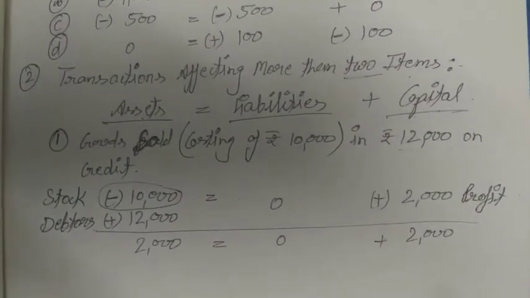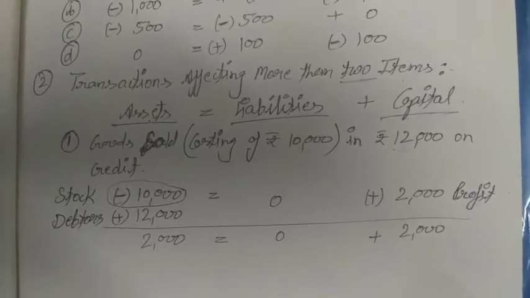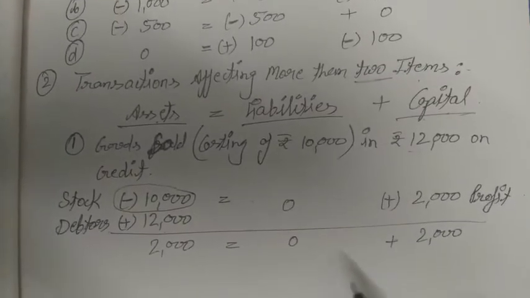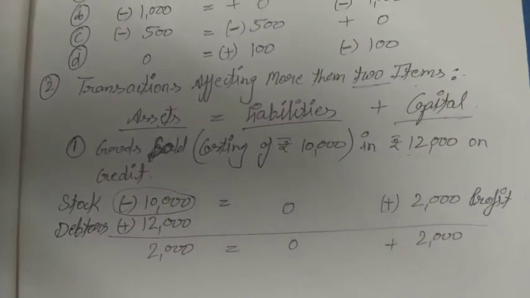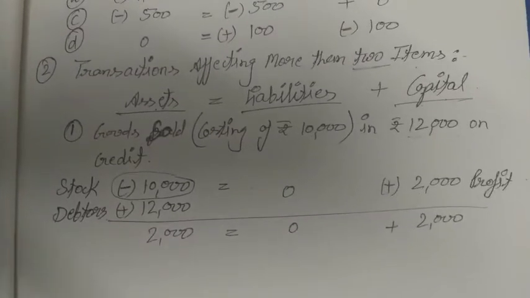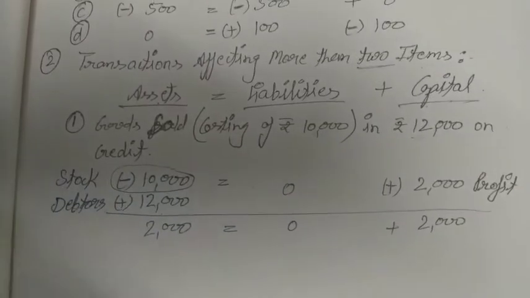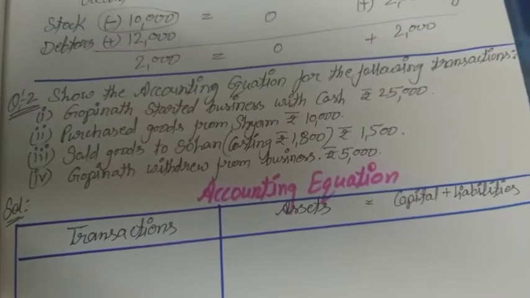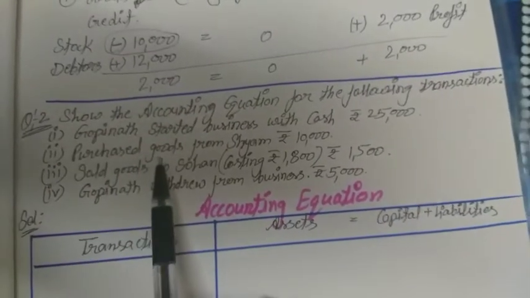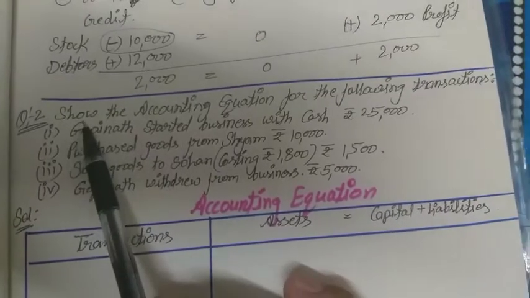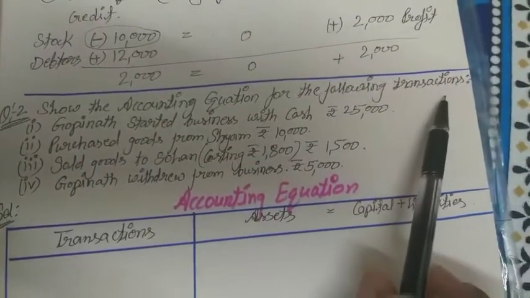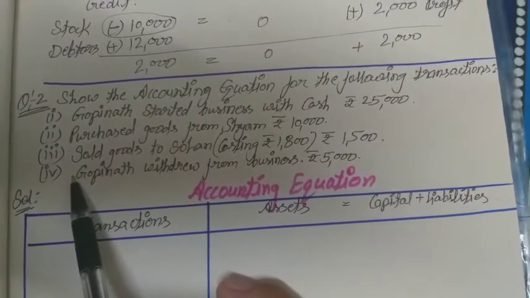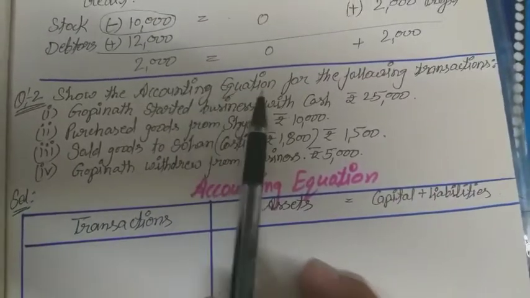So now I am taking one question in which I will solve the accounting equation and show how one transaction affects two accounts or more than two accounts or items. Okay, so let's see the example and we are going to solve it. Students, you can see a question I have written on the paper. The question is: show the accounting equation for the following transactions. Four different transactions are given in the question and we have to show the accounting equation.